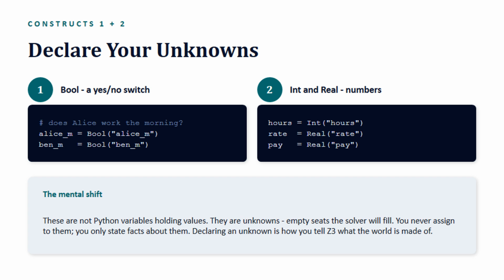You will never write hours equals 8. Instead you will state facts about them: hours is at least 8. The difference sounds subtle and is everything. In normal programming you compute values; with Z3 you describe a world, and the solver finds the values. Once that clicks, the remaining 8 constructs are almost obvious.